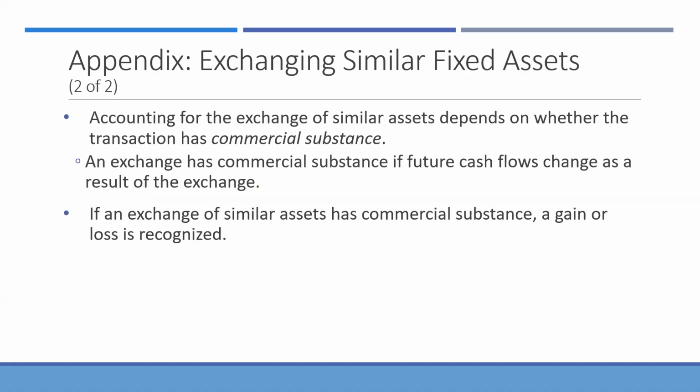And the accounting for the exchange of similar assets depends on if it has commercial substance. It has commercial substance if future cash flows change as a result of the exchange. And if an exchange of similar assets has commercial substance, a gain or loss is recognized.